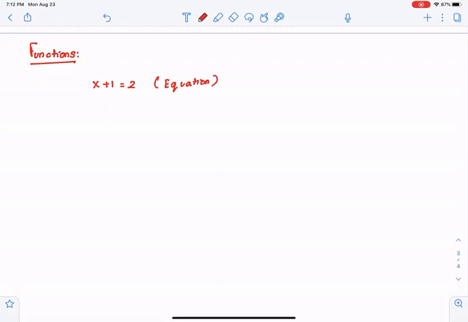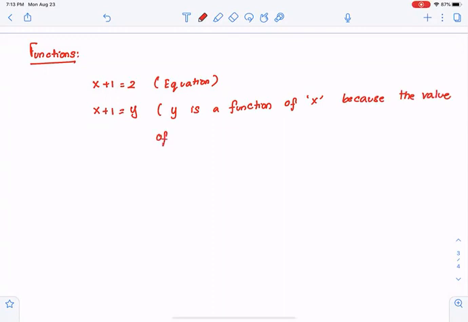From there, I said, okay, let's not just look at a single value 2; rather, we could use a letter y and change the value of y so that we have multiple values on the right hand side. So if I rewrite it as x plus 1 is equal to y, then here y is a function of x because the value of y changes as x changes. So if the x value changes, the y value is going to change. In other words, y is dependent on x. It's the same as saying y is a function of x.